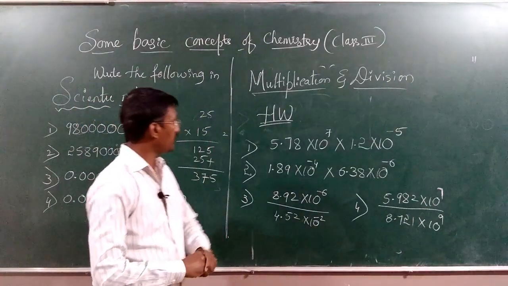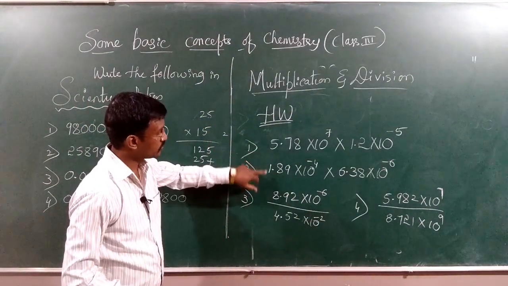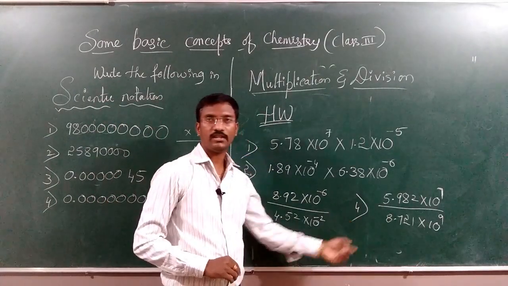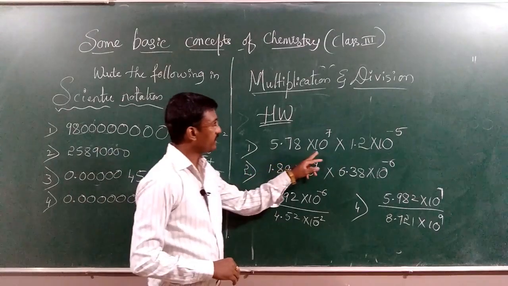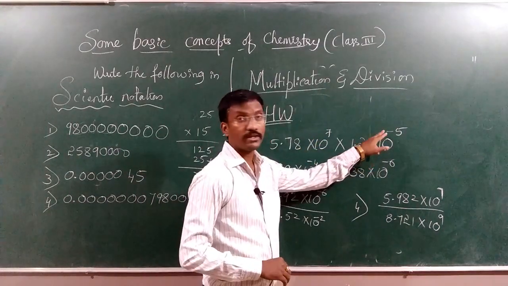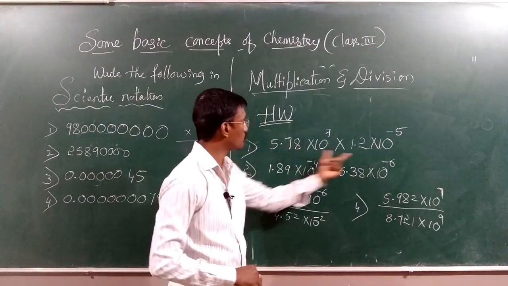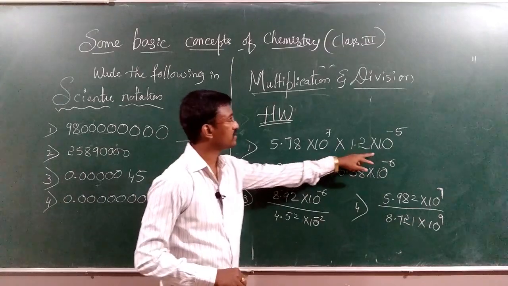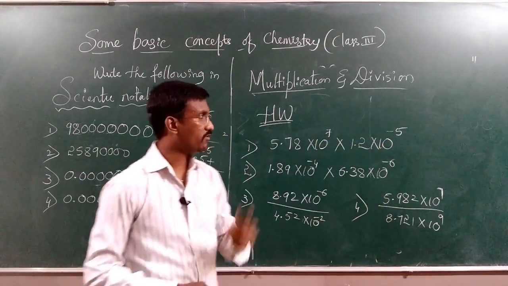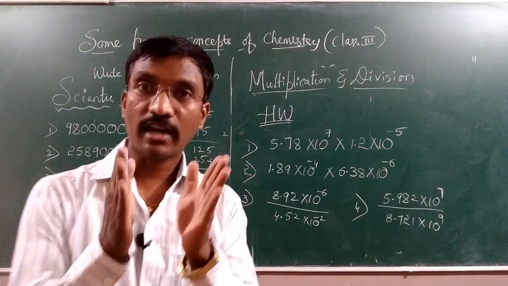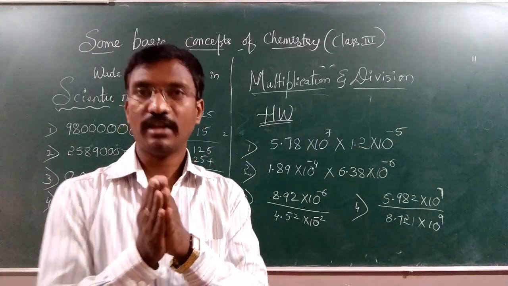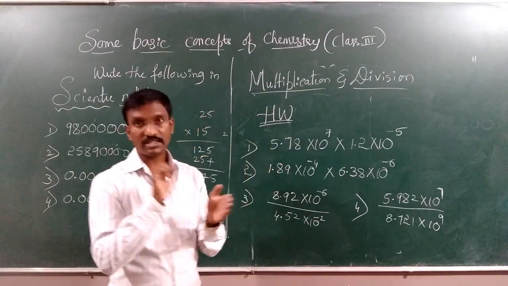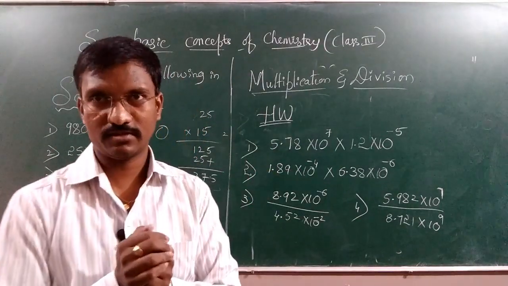Look here, I have given four homework problems. The first and second are multiplication examples, and third and fourth are divisions. 5.78 into 10 raised to 7, 1.2 into 10 raised to minus 5. First you have to multiply these two, 5.78 into 1.2, and later add the powers. If both are positive, you have to add. If both are negative, you also add, but keep the negative sign. If one is plus and one is minus, you subtract and keep the sign of the greater number.